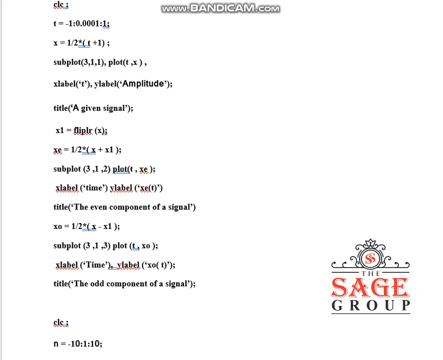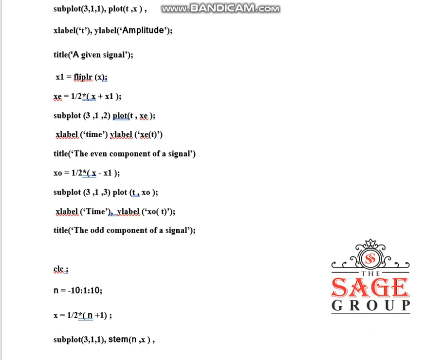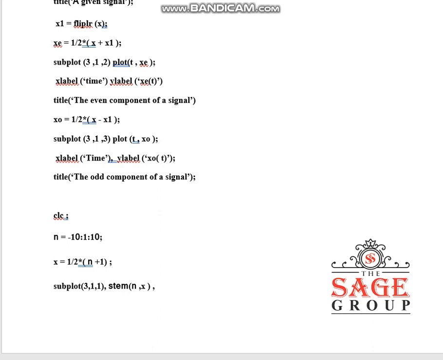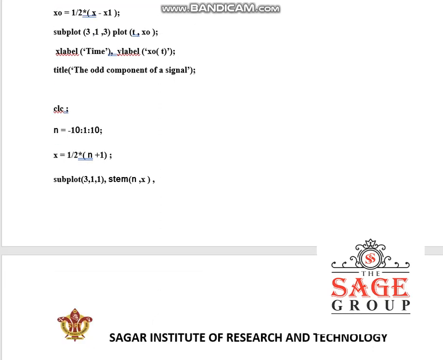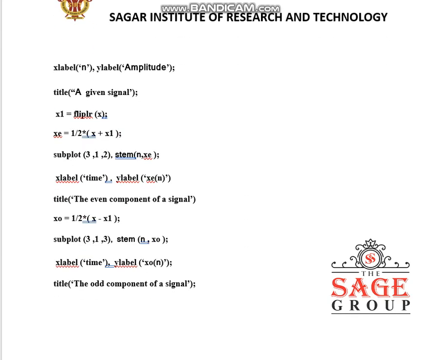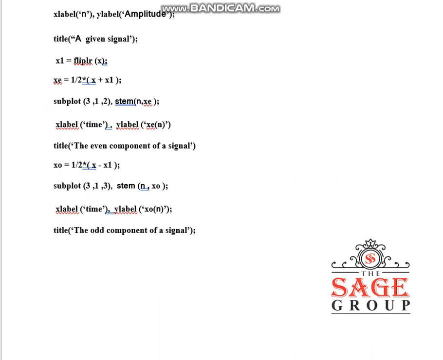Now we will find the even and odd components of a discrete time signal. For a discrete time signal, the time parameter used is n, and its range will be taken from -10 to +10 with an interval of 1. Now the signal expression is half into n plus 1. Now I want to plot the given signal, so subplot(3,1,1), stem(n, x). Now for labeling the signal, xlabel n, ylabel amplitude. The title is given signal.